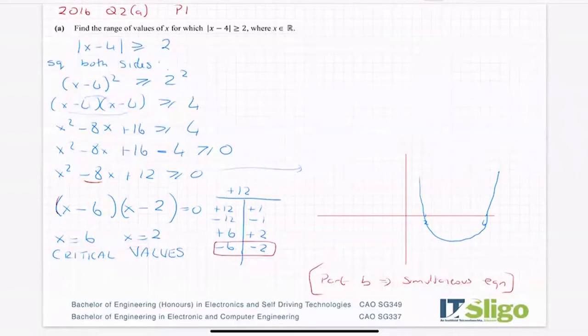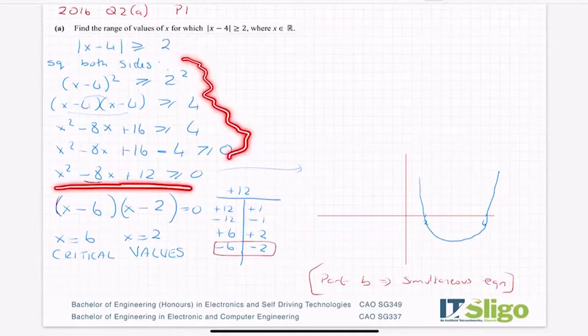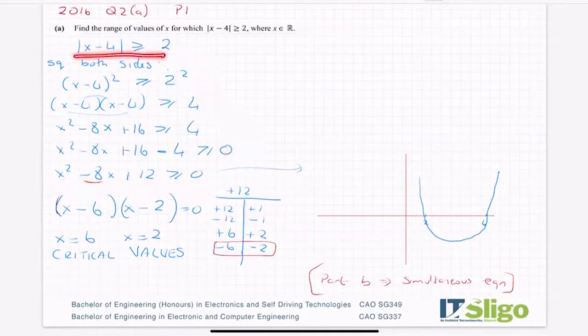So the question asked basically when was the modulus of x minus 4 greater than or equal to 2? We've rewritten that in a different way. So this is still the same equation, it's just written in a different format. We've squared it, we've brought everything to one side. But really it's the same equation. So I can ask that in another way. I can say, where is the quadratic greater than or equal to 0?